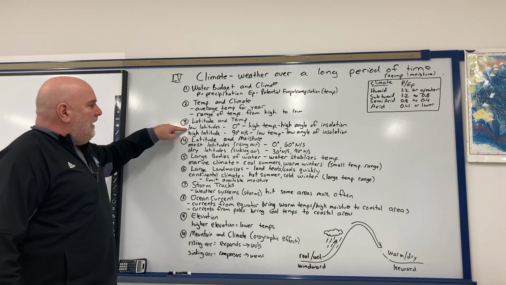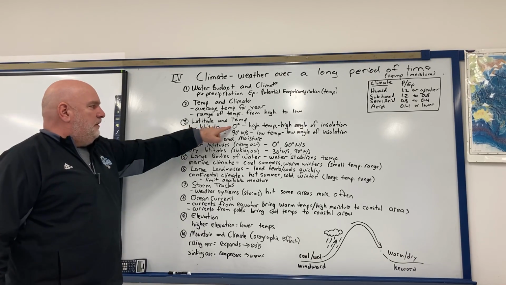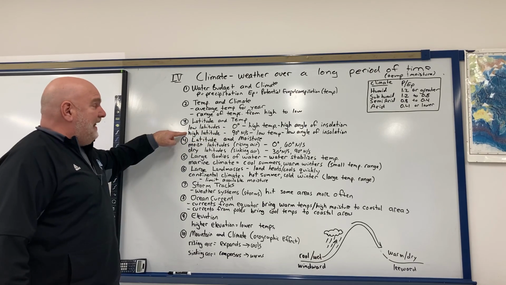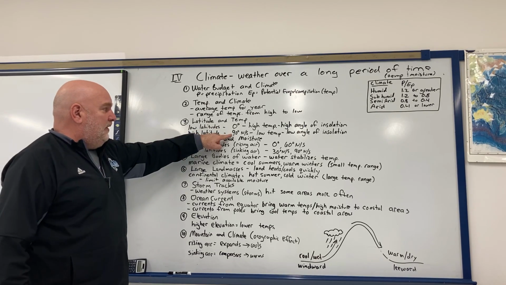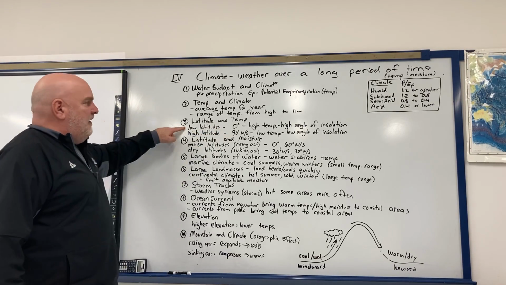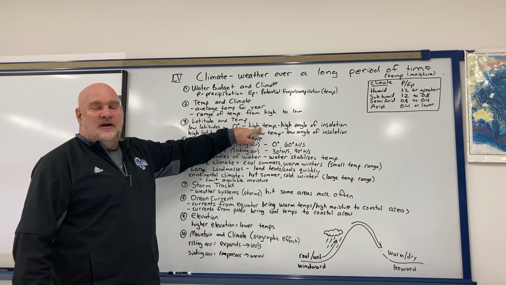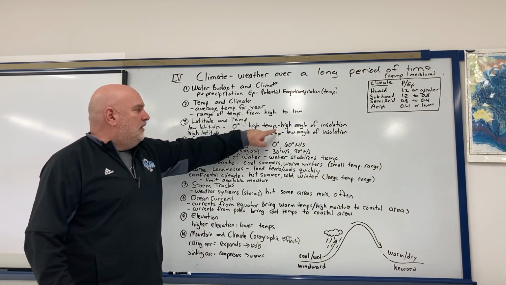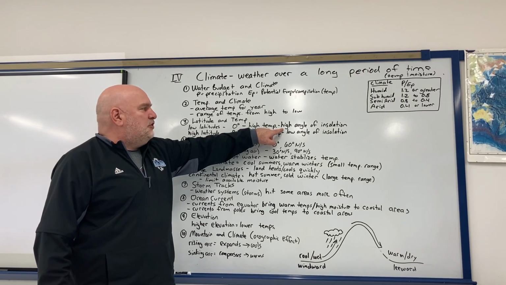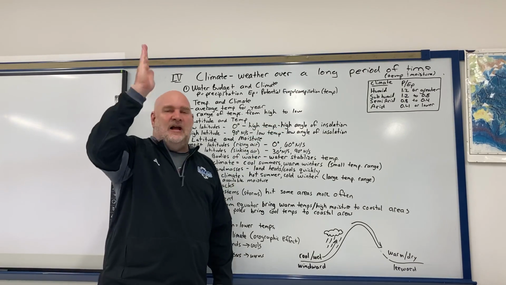If I have a low latitude, what that means is I'm near the equator. If I have a high latitude, what that means is that I'm located near the poles. If I'm at the equator, I have higher temperatures. And the reason why I have higher temperatures is the closer you are to the equator, you have a larger angle of insolation. The sun is higher in the sky.